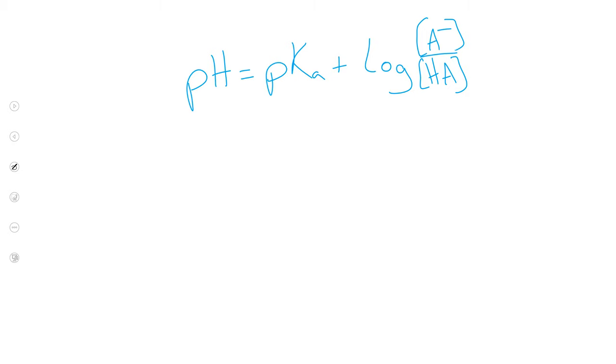This winds up being significant in organic chemistry for two reasons. One, pKa gives us a really easy way to look at how strong acids are relative to each other. A lower pKa means a more acidic acid. A higher pKa means it's a weaker acid.